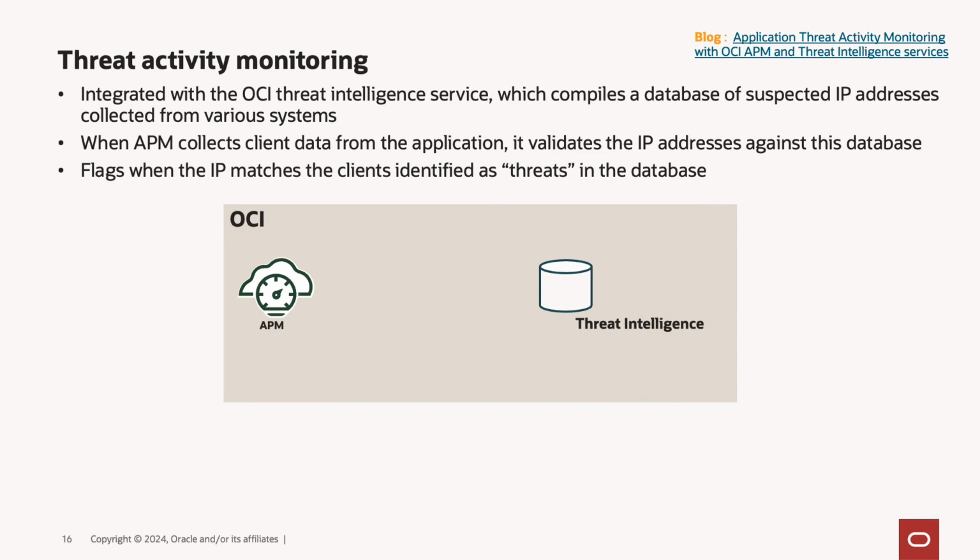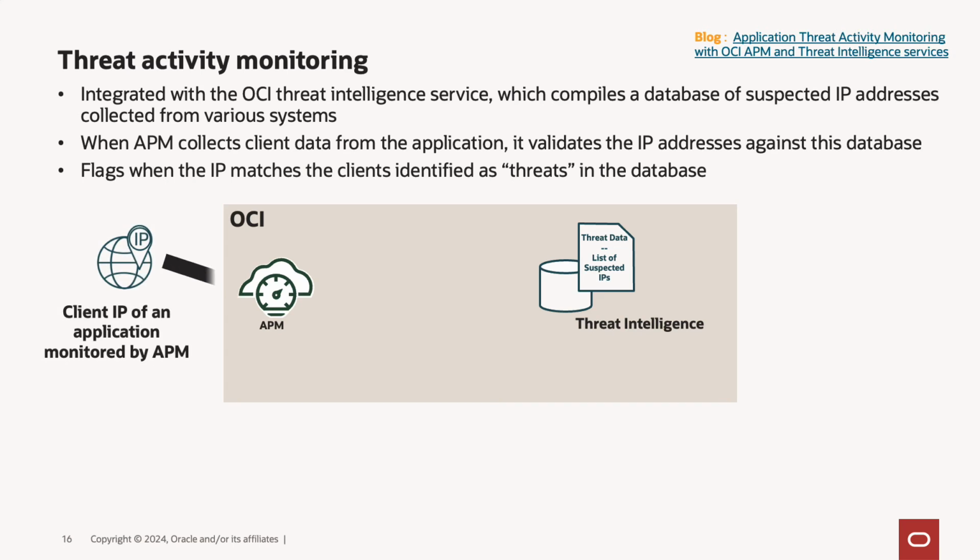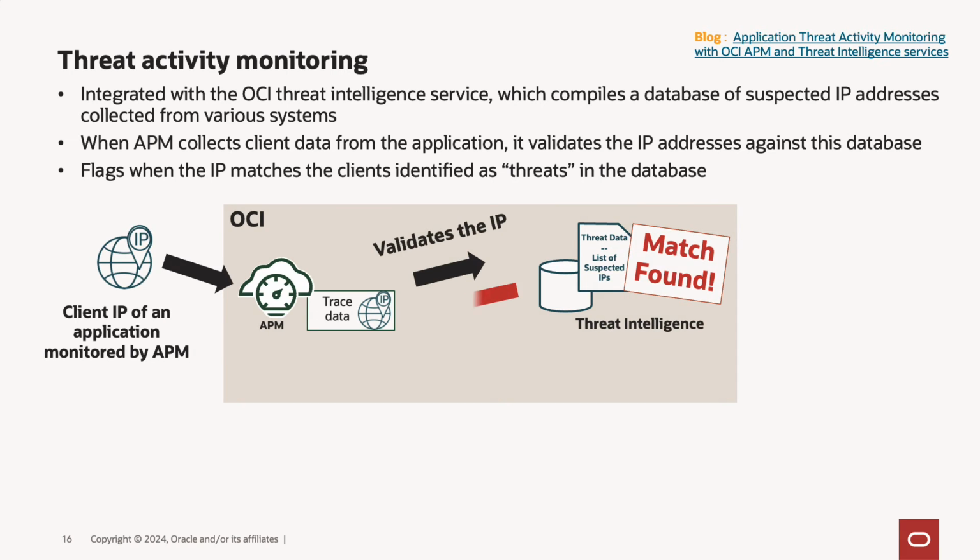Another powerful feature we have introduced in the security area is threat activity monitoring. APM can now monitor client activities that are potentially malicious to your applications. Threat activity monitoring is integrated with the OCI Threat Intelligence Service, which has a database of suspected IP addresses collected from various sources. Every time APM collects client IPs, it checks this database and validates them against a list of suspected IPs. When your application is accessed by an IP listed in the Threat Intelligence Service database, APM automatically flags the transactions by that user.